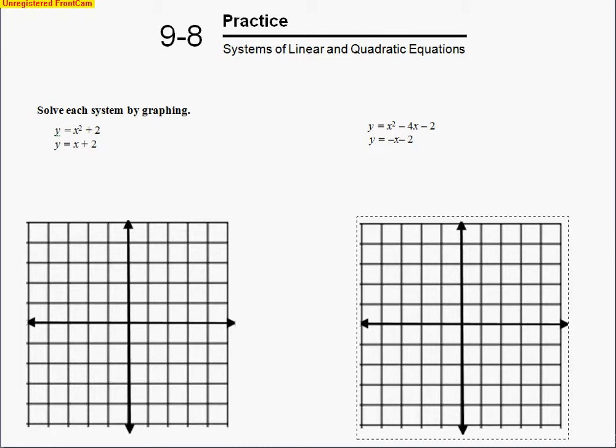This is the lesson for Chapter 9, Section 8, titled Systems of Linear and Quadratic Equations. And so the first type of problem we're going to end up seeing here is one where we have to graph or solve by graphing. So we're going to graph this quadratic.